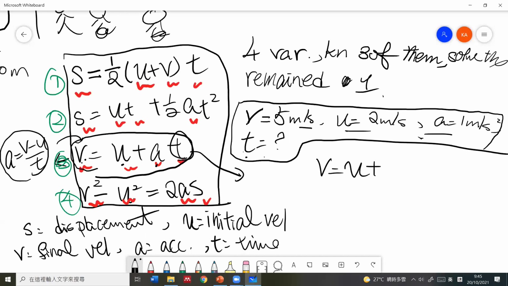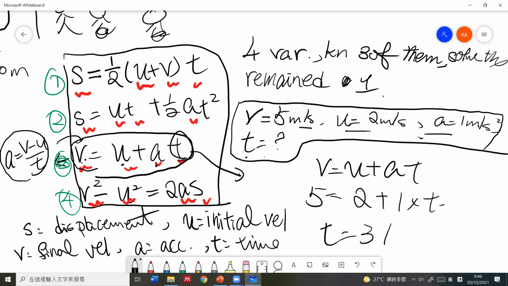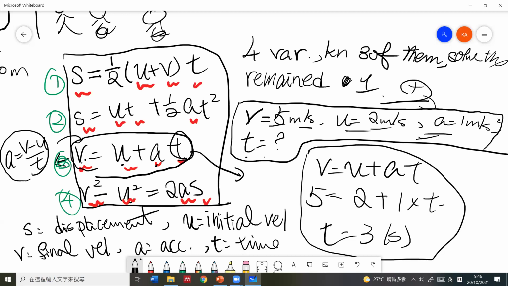V equals U plus AT. So V is 5, U is 2, A is 1, T is T. So T equals 3 seconds. In this case, the direction is not given, but both of them are positive, so you can just assume that the right direction is positive. It won't affect the result. So you find that the time is 3 seconds.